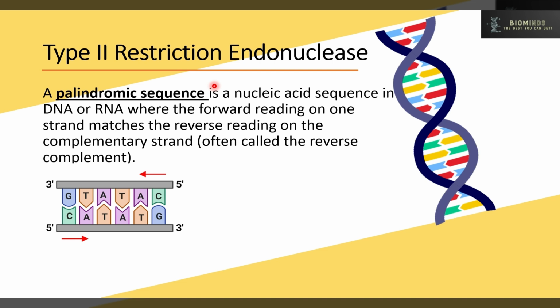Next, how is the DNA cut using molecular scissors? We have the palindromic sequence. Palindromic sequence means what? Here you can see we have a sequence of GTATAC. If you read it from here or from here, it's the same. That's known as a palindromic sequence. It's basically a reverse complement. If you read it from both directions, it is going to be the same.